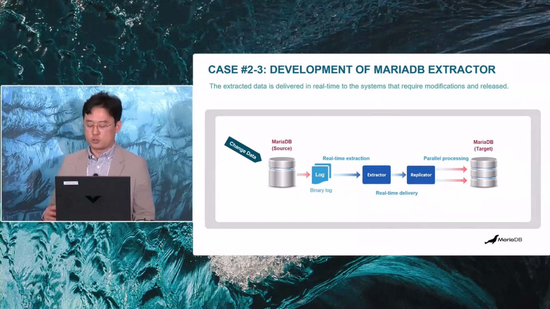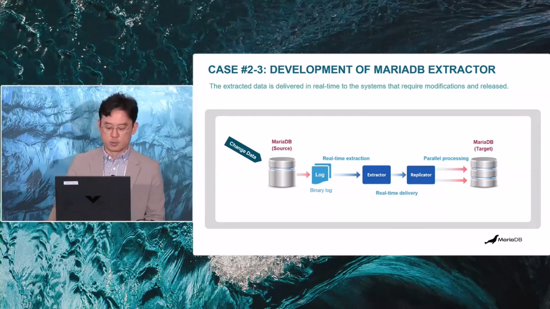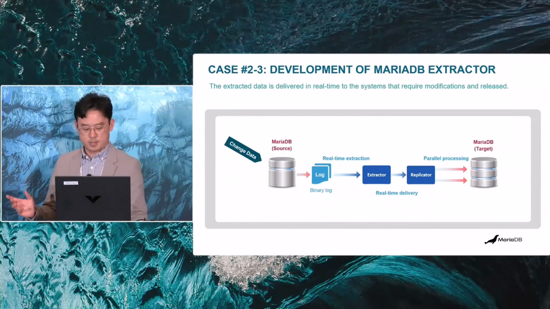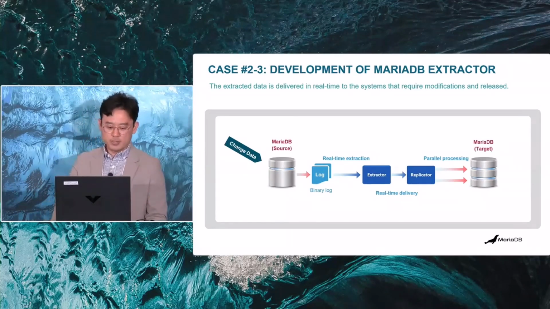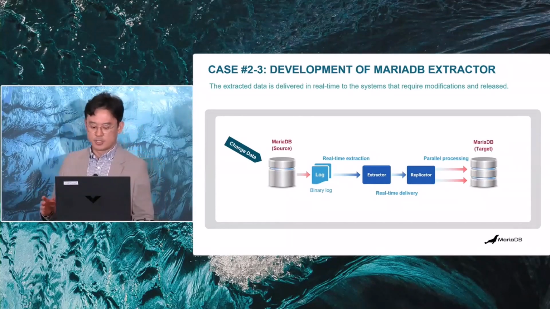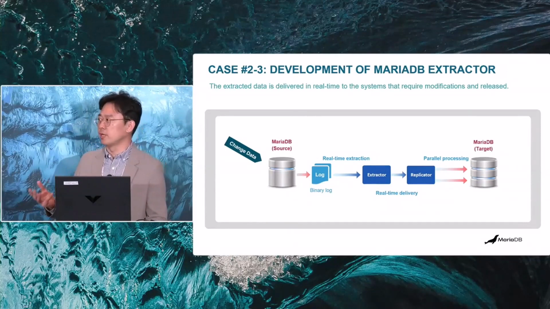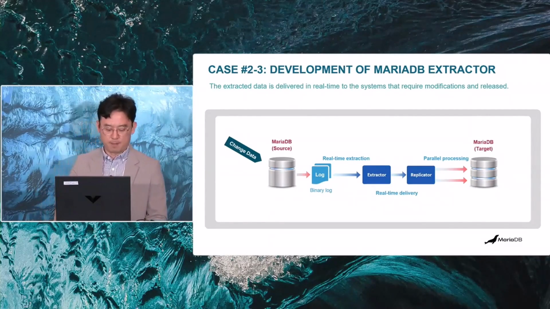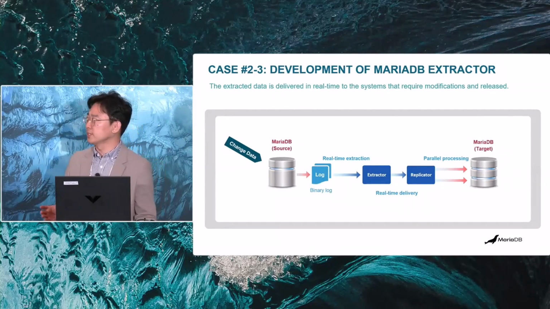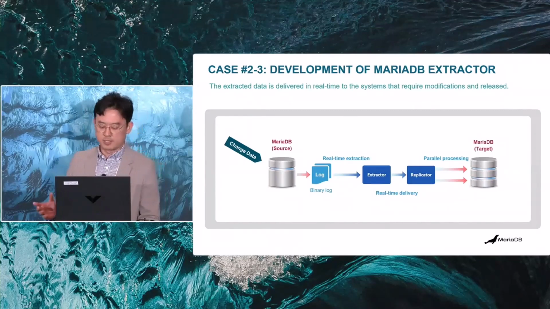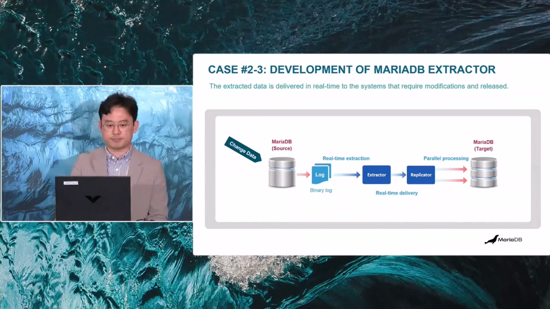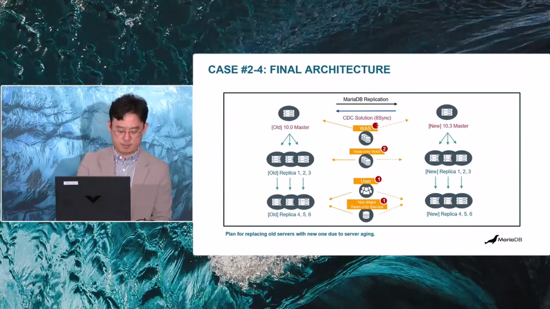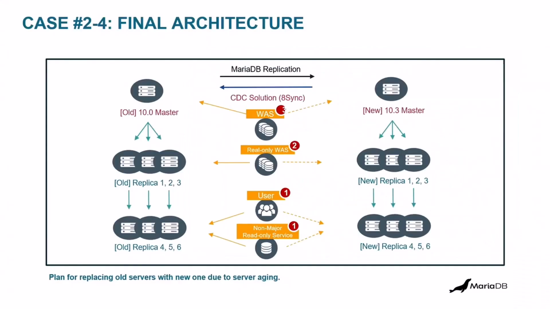Some contents were introduced in the previous chapter, so I will focus on the other points. The difference is that async was developed to extract binlog data using an open source library called Maxwell. The location where the process is installed and the operation function are the same as explained earlier. Finally, it was configured as shown in the zero-downtime architecture.